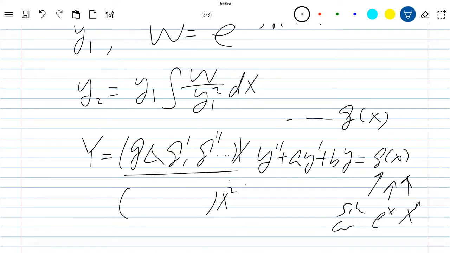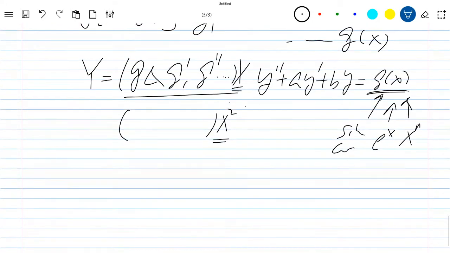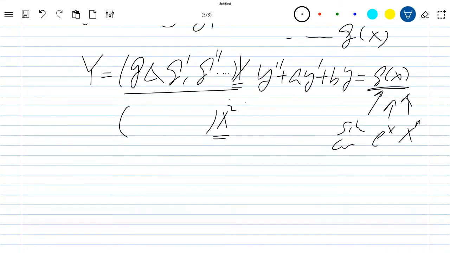That is, if your G happens to be a solution of the homogeneous equation, then G itself wouldn't work. That's why you have to multiply by x. And if G times x is still a solution to the homogeneous equation, then you have to multiply by x squared. All right, you can see more examples in the practice sheet or in the previous exams.